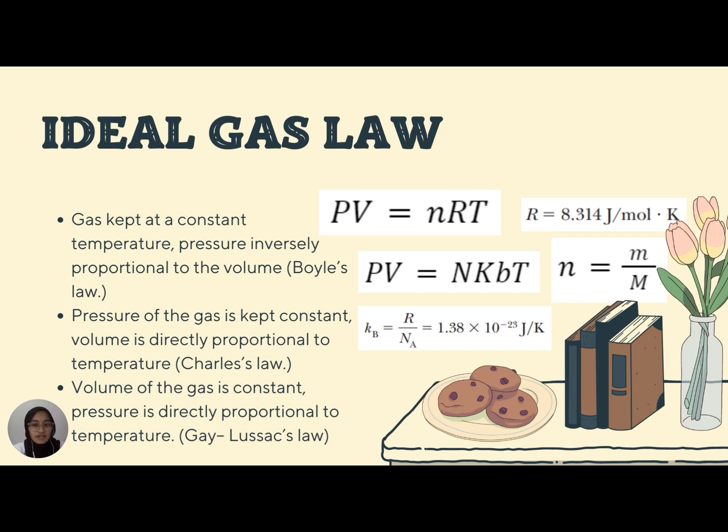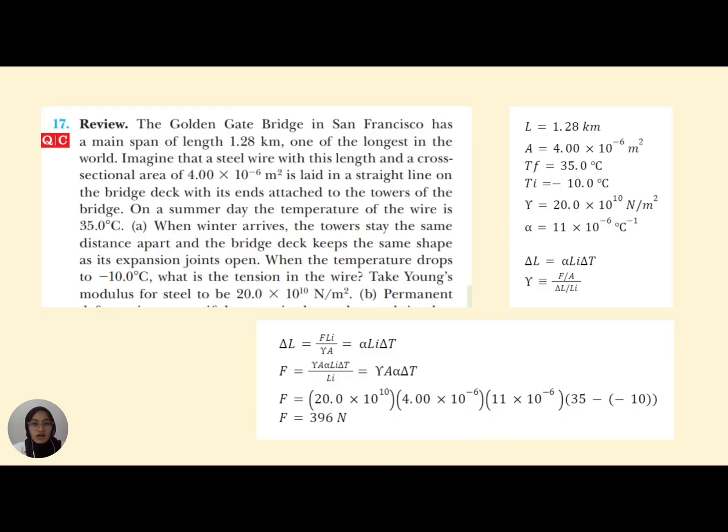We also have another equation, PV = Nk_BT, where k_B is the Boltzmann constant, equal to 1.38 × 10^-23 J/K. So before we end, let's look at a question.